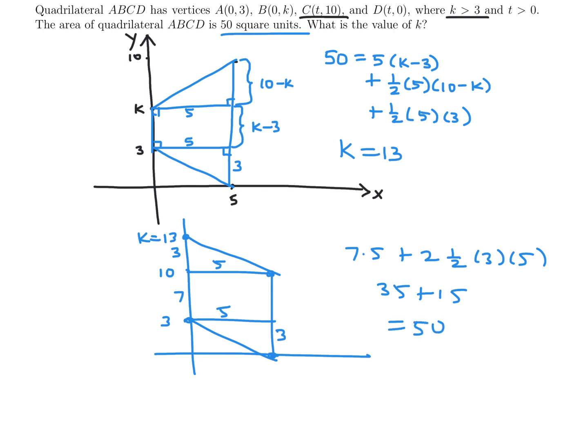Okay, so I drew it this way because I didn't know what the value of k was. But once k is figured out to be 13, this would be the correct diagram. So either way, we got the right answer. But this is, of course, the correct diagram.